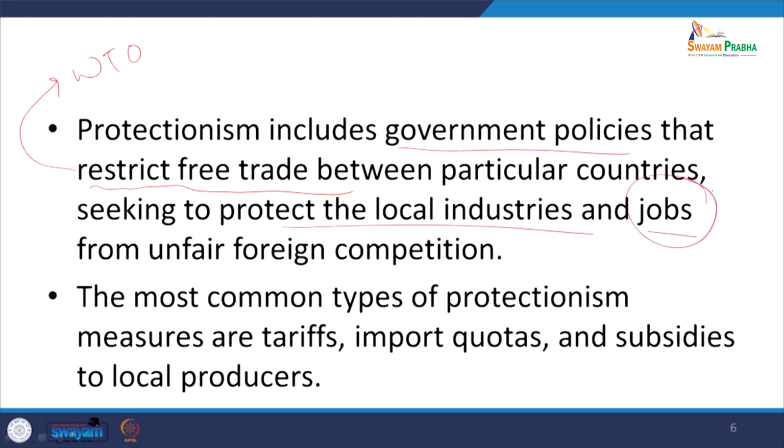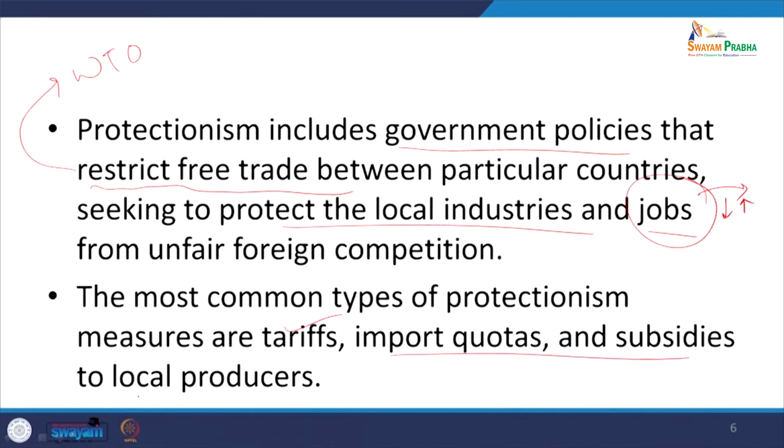Now, there is again a strand of literature which talks about job loss and job gain. So, there is ambiguity as well, and the most common type of protectionism across the world is through tariff and non-tariff measures. Tariff and non-tariff measures include import quotas and subsidies to local producers. These are the most important instruments of protectionism. We will also include many advanced complications in this context in due course of the lecture.